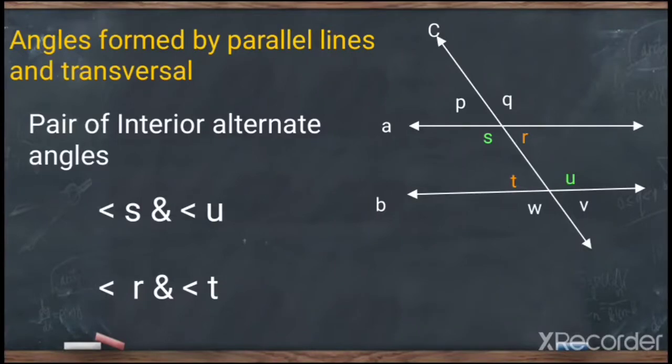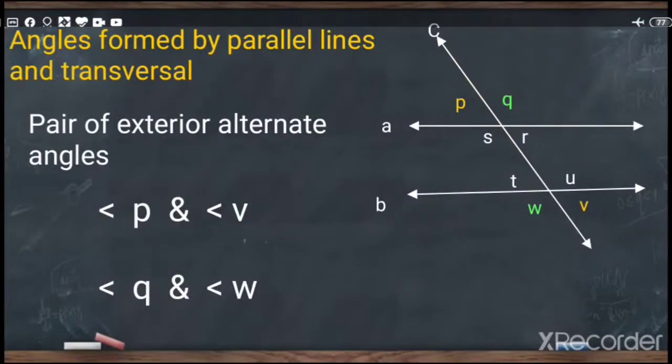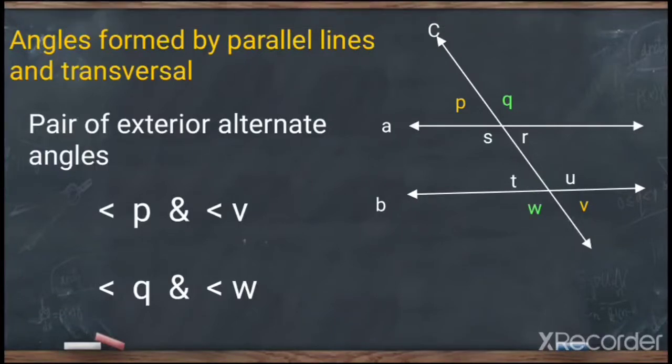Let's see the pair of exterior alternate angles. Here again, those angles which are on alternate sides of the transversal and on the exterior part of line A and line B. Therefore, angle P and angle V is a pair of exterior alternate angles. Similarly, angle Q and angle W is a pair of exterior alternate angles.